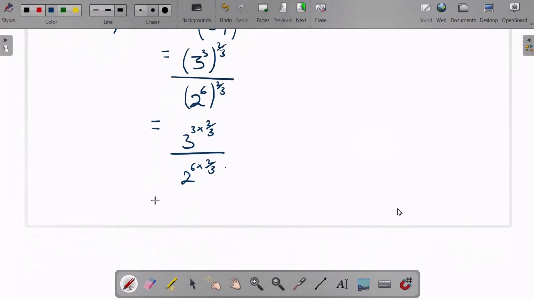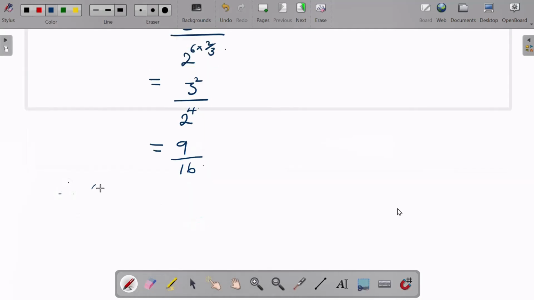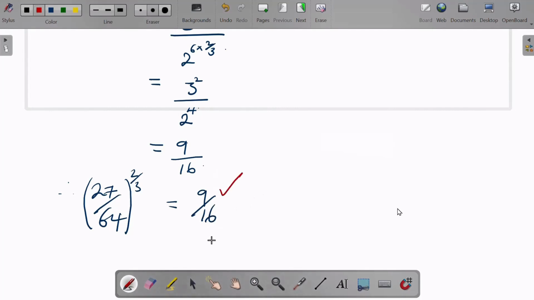As we simplify this, we are going to have this and that cancelling, so that we remain with 3 raised to the power 2 divided by 2 to the power 2 multiplied by 2 to the power 4. So this is the same as 3 squared, which is 9, divided by 2 to the power 4, which is 16. Therefore, having 27 divided by 64, the whole of it raised to the power 2 out of 3, is the same as having 9 divided by 16. So this becomes our correct answer for that response.